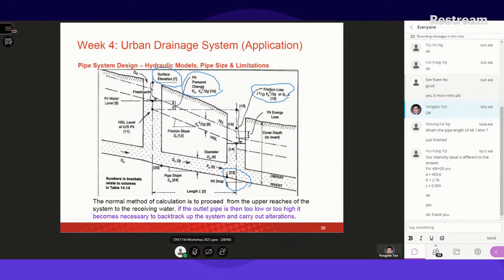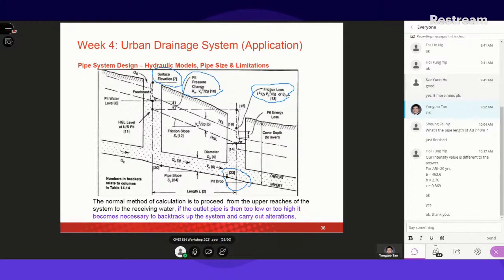This pit drop is used to prevent any sediment in the pit. And also remember the cover depth. I already mentioned that the cover depth is from the surface to the top of the pipe. The top of the pipe is 900 millimeters for the carriageway, and for the footway, the minimum is 450 millimeters.